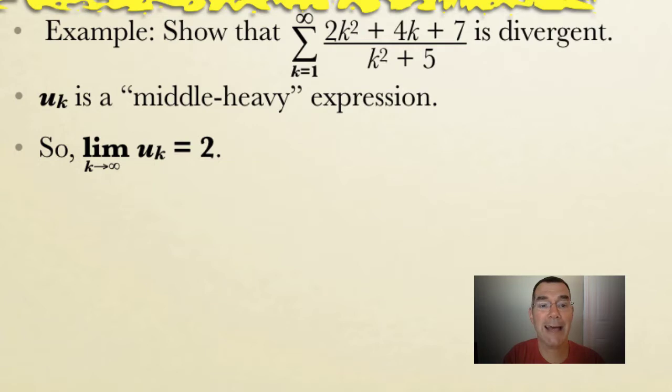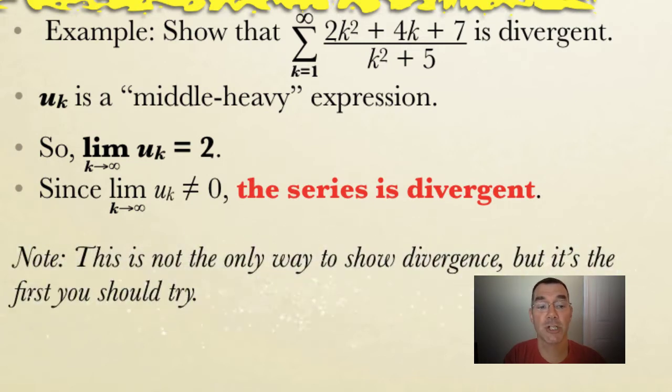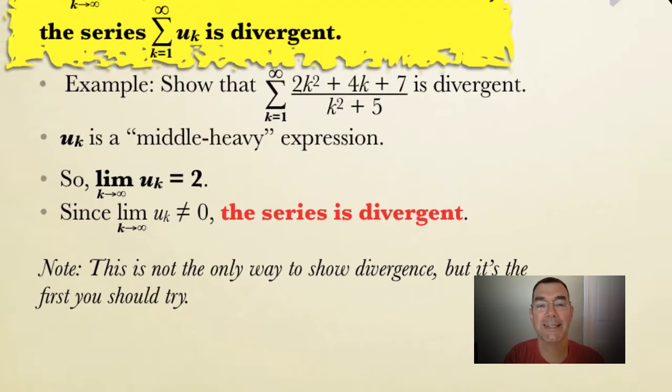And remember, if you're adding terms together to get the sum of a series, and you keep on adding numbers that are getting closer and closer to 2, well, that sum is not going to converge to anything. So that series, when you add them all up, is going to be divergent. Okay, this is not the only way you can show divergence, but it's probably the easiest one to try first.